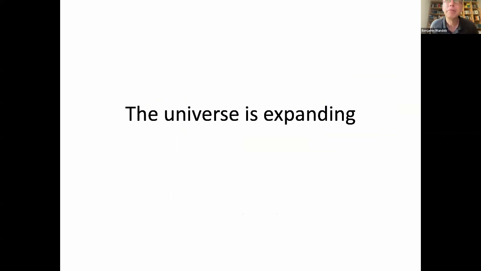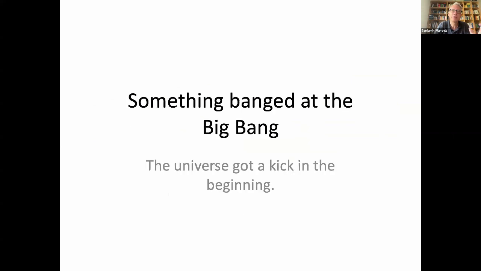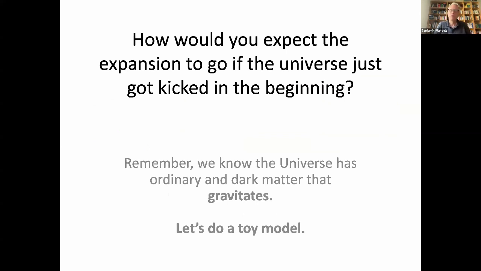All right. So the universe is expanding. We got that. How did it start? That's the big question. And Elsa already told you, the universe got a kick in the beginning. There's some leftover energy from the Big Bang that gave it a kick in the beginning. So something banged at the Big Bang. So let's see if we can understand that. How would you expect the expansion to go if the universe just got kicked in the beginning? Remember, we know the universe has ordinary and dark matter that Elsa mentioned to you, and that gravitates.